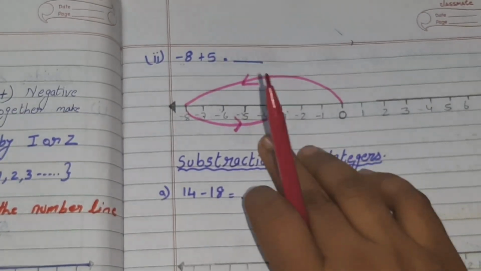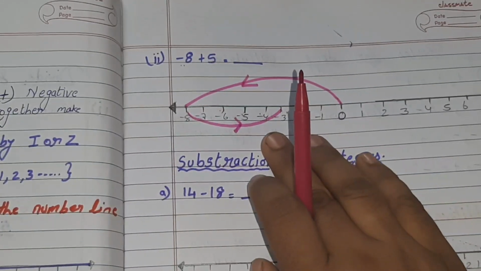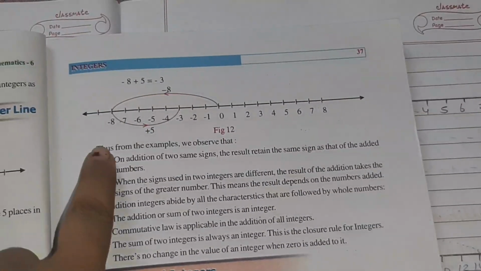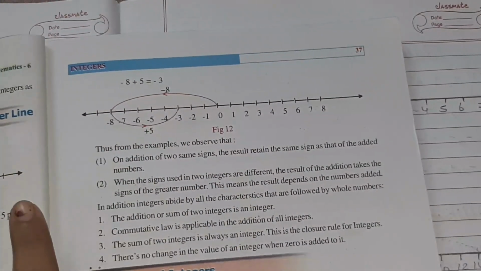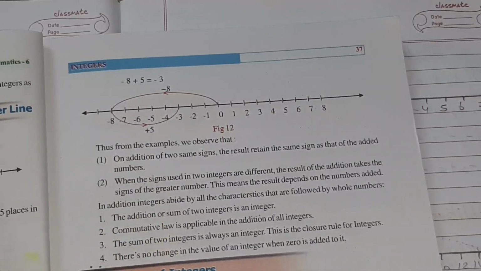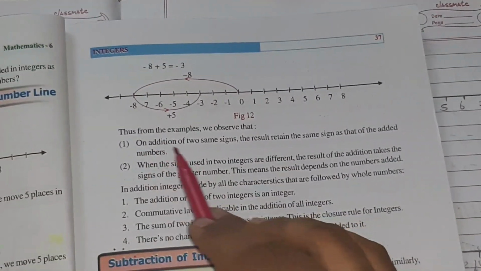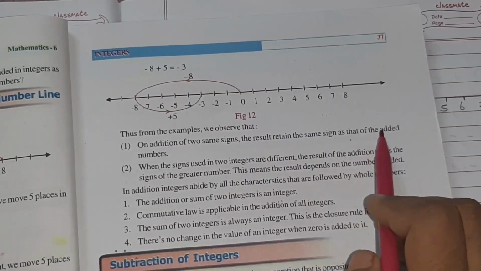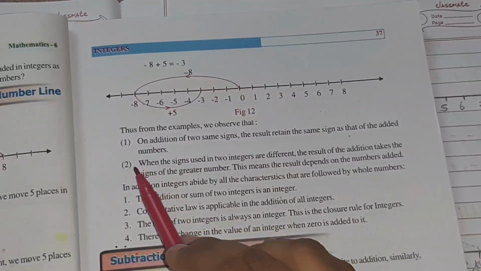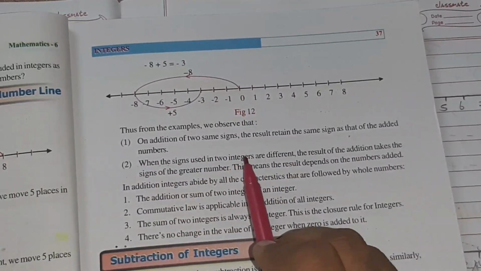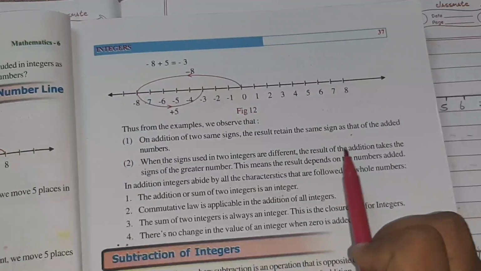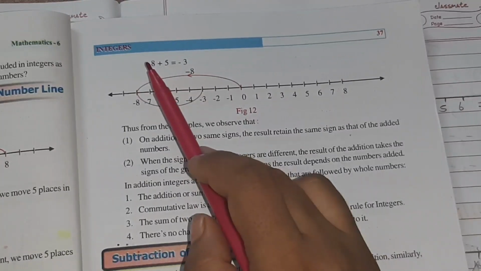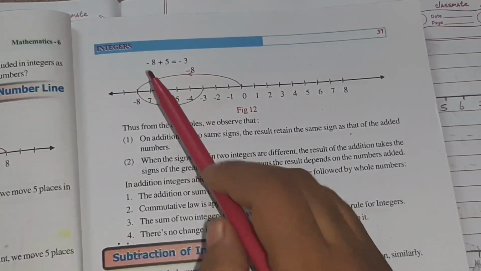I want to show you some points on what we observe with all these additions we have done. Thus from the examples we observe that on addition of two integers with the same sign, the result retains the same sign as that of the added numbers. Now the next point: when the signs of two integers are different, the result of the addition takes the sign of the greater number. As I told you, the number that is greater means the answer will also have that sign only.